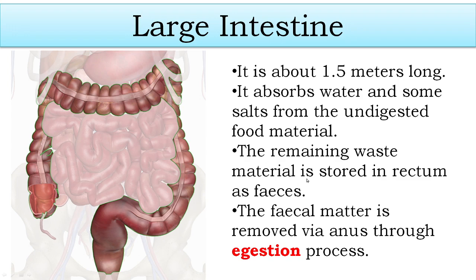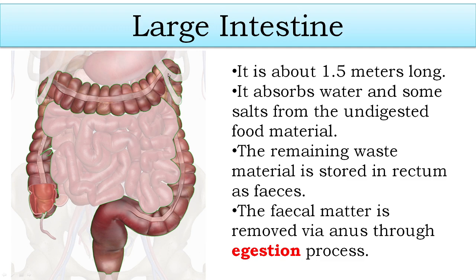The remaining waste materials, the undigested food materials, the waste material is stored in the rectum in the form of feces, right? From the rectum it will be removed through our anus through a process called egestion. The process of removing the waste material or the fecal matter through the anus is called as egestion.